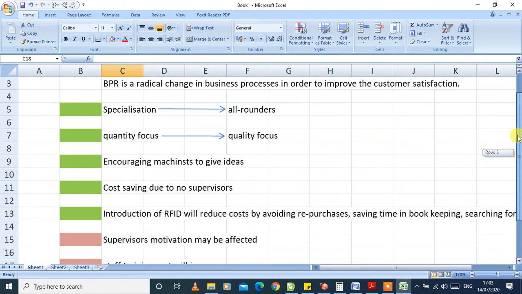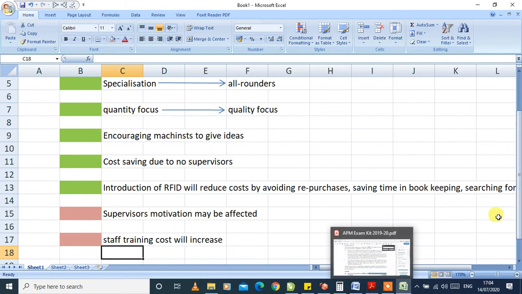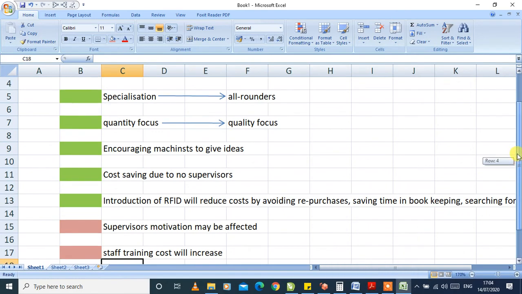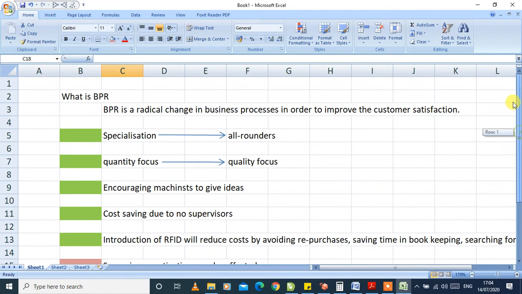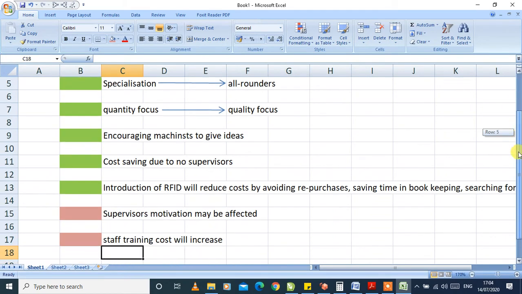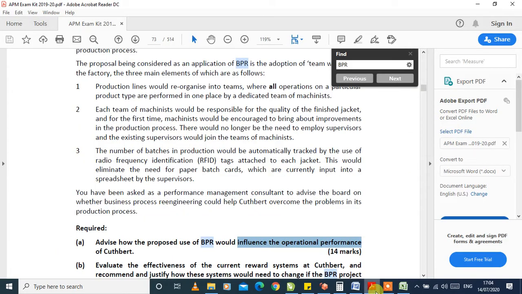Right. Explaining about all this would be a good answer for that first part. How many points have I mentioned here? Look at this: 1, 2, 3, 4, 5, 6, 7 points I have. So a BPR introduction, and then 7 points I have suggested. This is not the final list. This is not an exhaustive list. If you have any more points relevant and valid, it will be given marks. I just have taken points from the question itself, and I have summarized and structured them. That would be the answer for this A part.